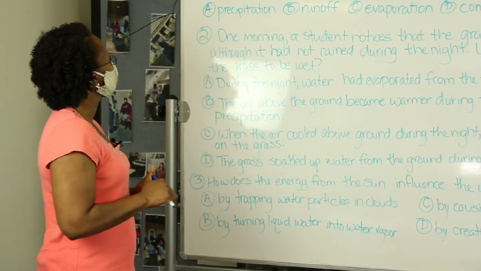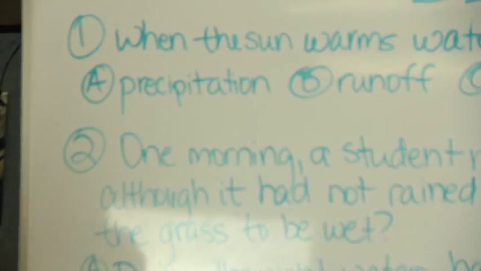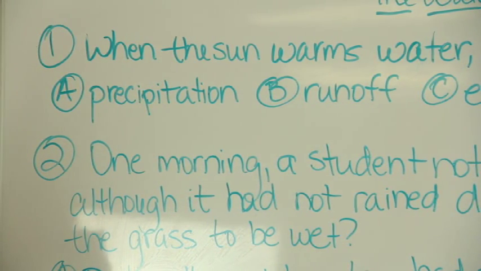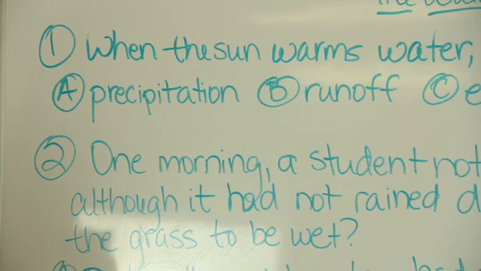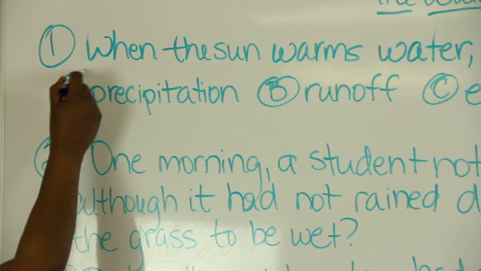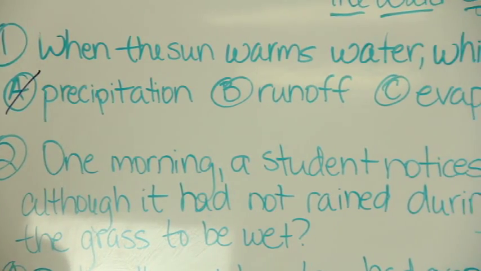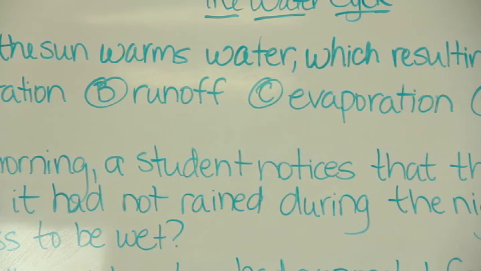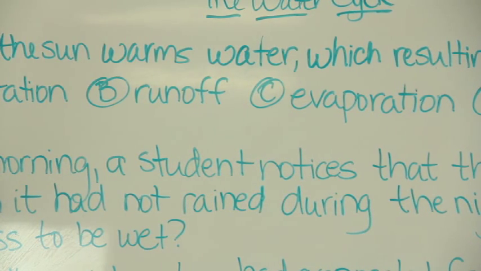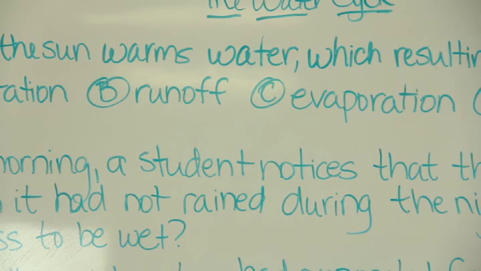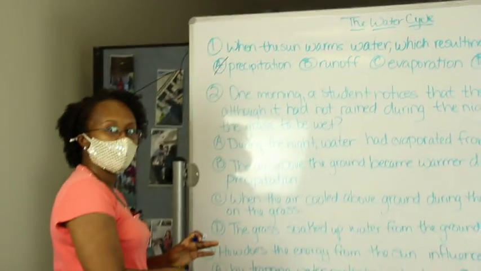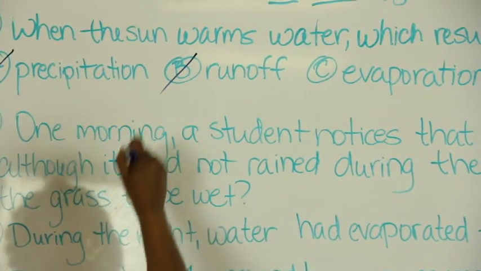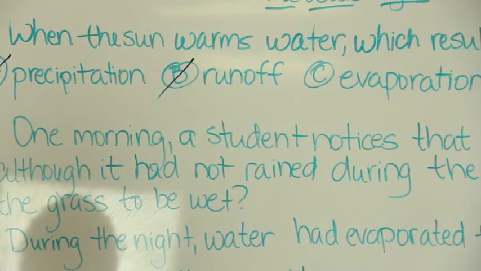So let's look at our answers. Was it A, precipitation? Precipitation is when water falls in some form back to the earth. So that can't be it. Is it B, runoff? Remember that runoff is the water that, once it's come back to the earth through precipitation, runs onto the ground and goes downhill into other areas. So that's not what we're looking for because that's not the sun warming water.